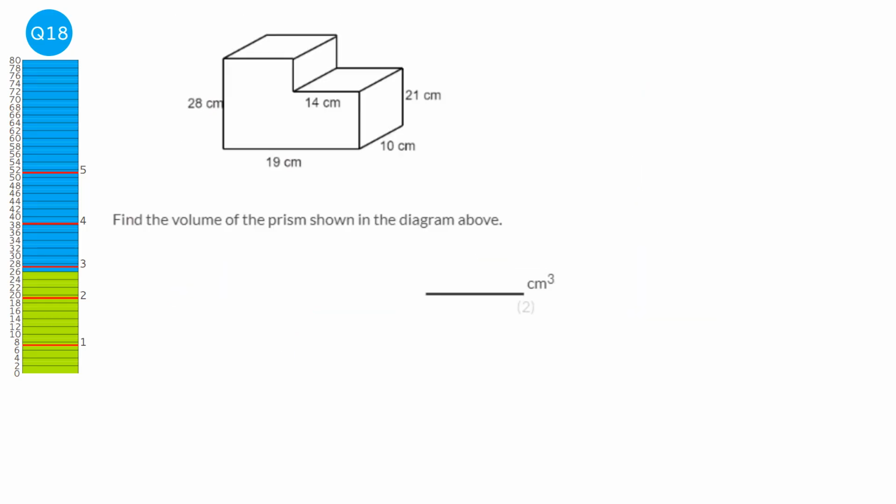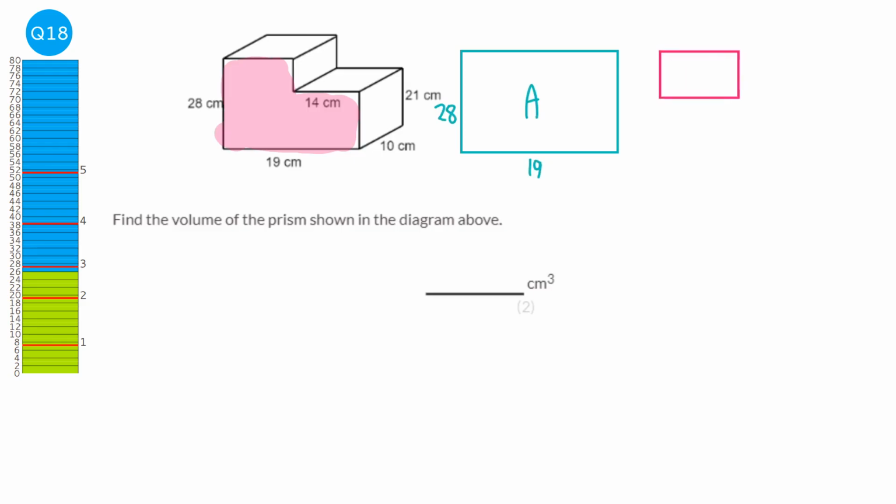So there's a few different ways of working out this question, but they all involve working out the area of the cross-section. And the cross-section is the part here. So we want to work out the area of this. And what we can do, and this is one of the methods, is we can work out the area of the full rectangle, which will be 28 by 19. I'm going to call this A. And then we can take away the little part that is not there.